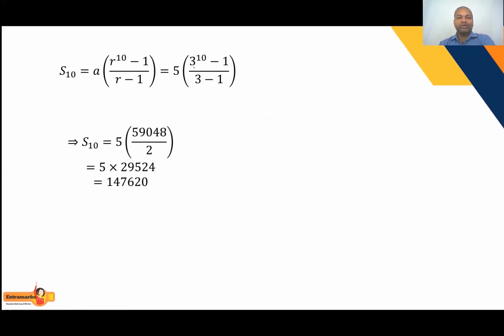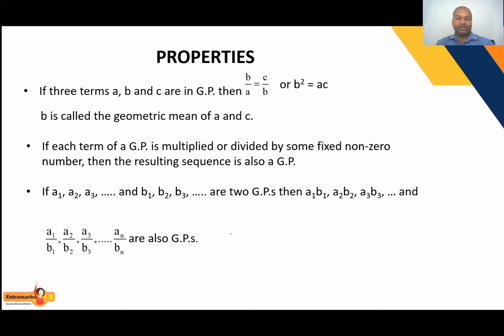Then find 3 power 10, general simplification, minus 1. That answer will be 59,048. Then general calculation, 2 cancellation possible. That answer is this. Into 5, write down, answer will be 1,47,620. This is the procedure for finding the sum of n terms.